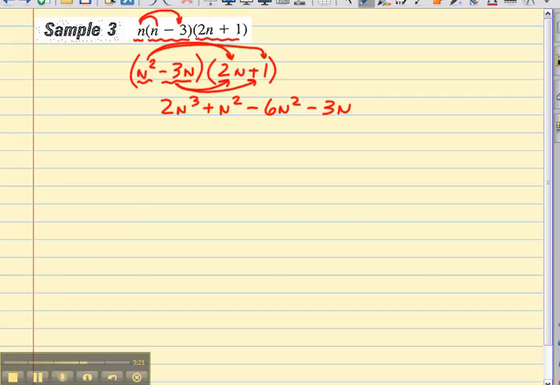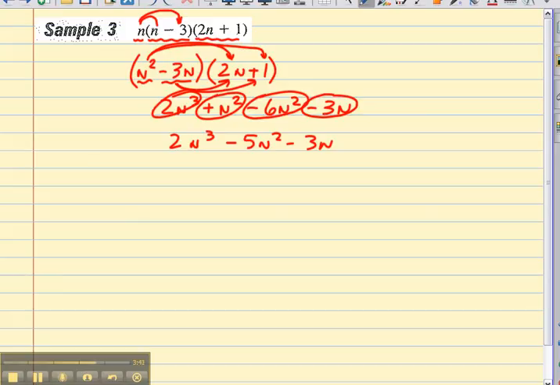Harrison, what do I need to do from there? Put like terms together. So I've got plus n squared and minus 6n squared. And what's that give me? Negative 5n squared. What do I do with these two things on the end? Drop them down. 2n cubed minus 3n. Simple enough? All right. Nice.